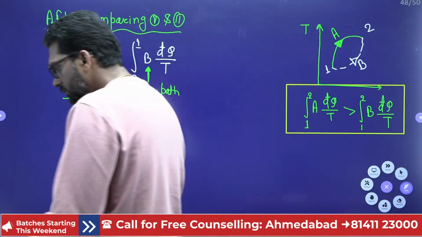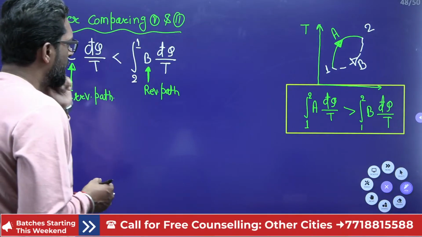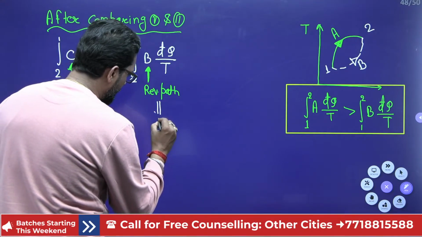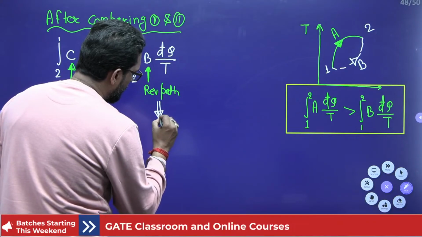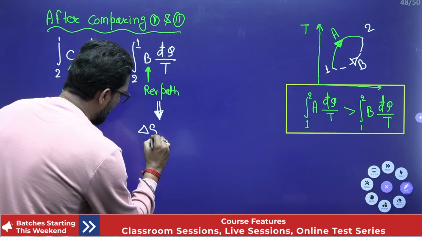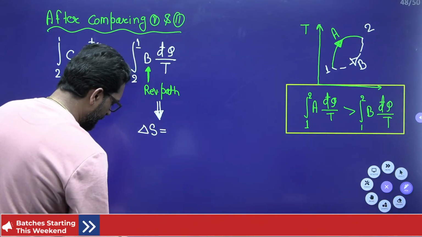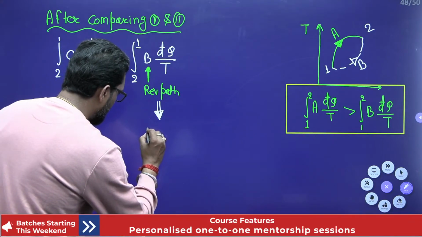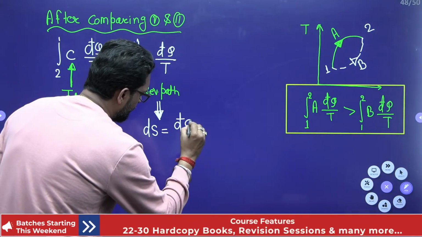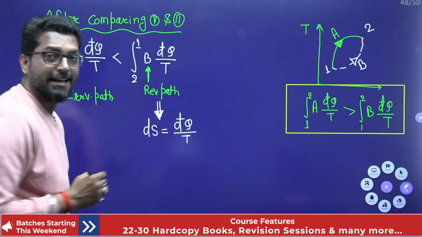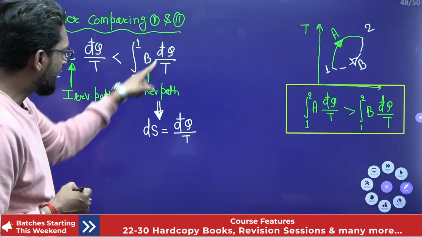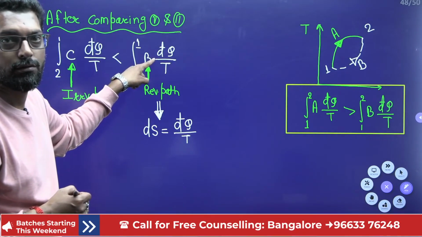Now my dear, this is your B, so this is your reversible. If this is your reversible, what can we write? We know that for the reversible, ds is equal to dq by t. And mind it, it must be internally reversible, okay? So dq by t we can write as ds. Yes or not? We can write ds.